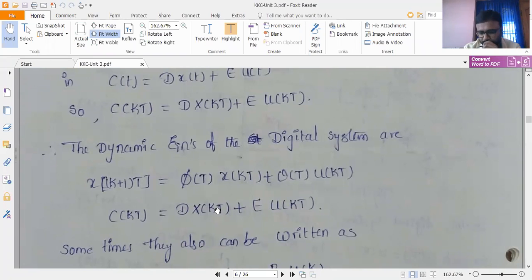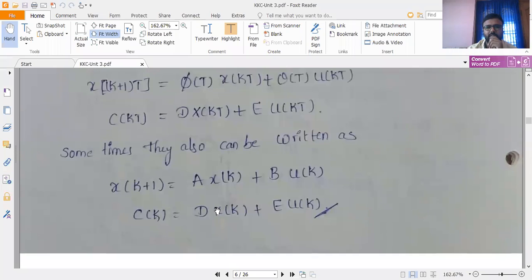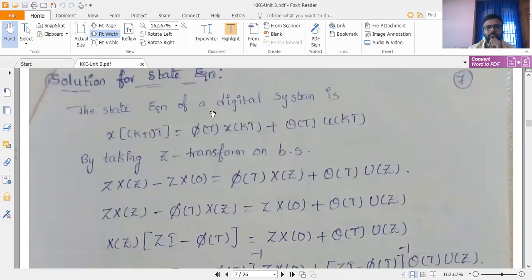Okay. So next we are going to obtain the solution for these state equations. This is the state equation we have obtained for the discrete data system with the conjunction of sample and hold devices, that is x of (k+1)T is equal to phi of T into x of kT plus theta of T into u of kT.